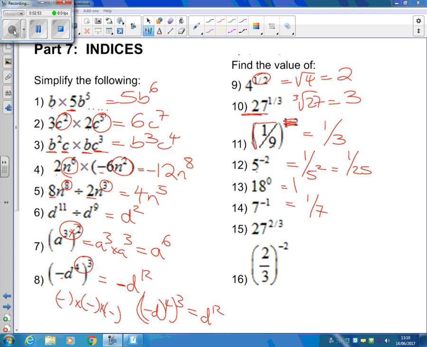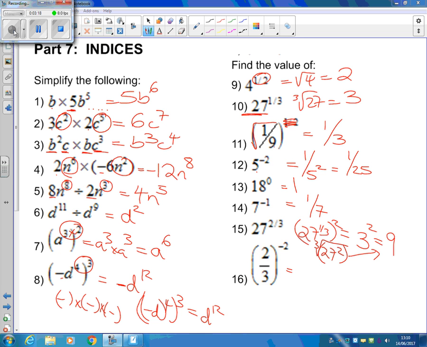There we've done 27 to the power of a third. But what we've got to do is square it as well. So 27 to the power of a third was 3, and 3 squared is 9. You can do that the other way around. You could do 27 squared and then cube root the answer. But I actually don't know what 27 squared is in my head, so why not do it the other way?